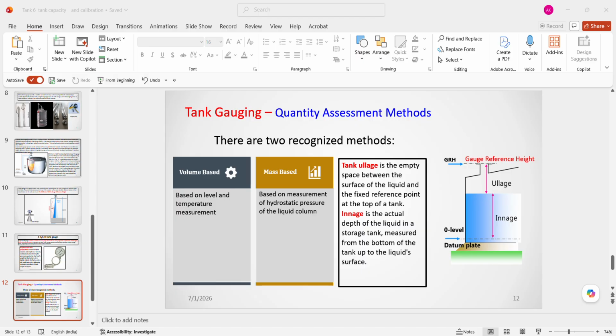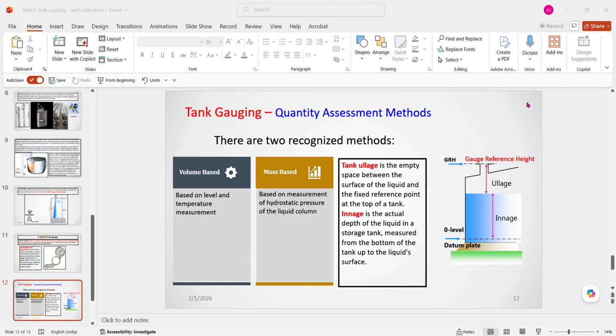Then you see there are two recognized methods for measuring the level. One is for volume measurement, based on the level and temperature measurement, and another one is based on the measurement of the hydrostatic pressure, because you get high pressure at the bottom when the tank is full. These two give you the mass base and the volume base. These are two.